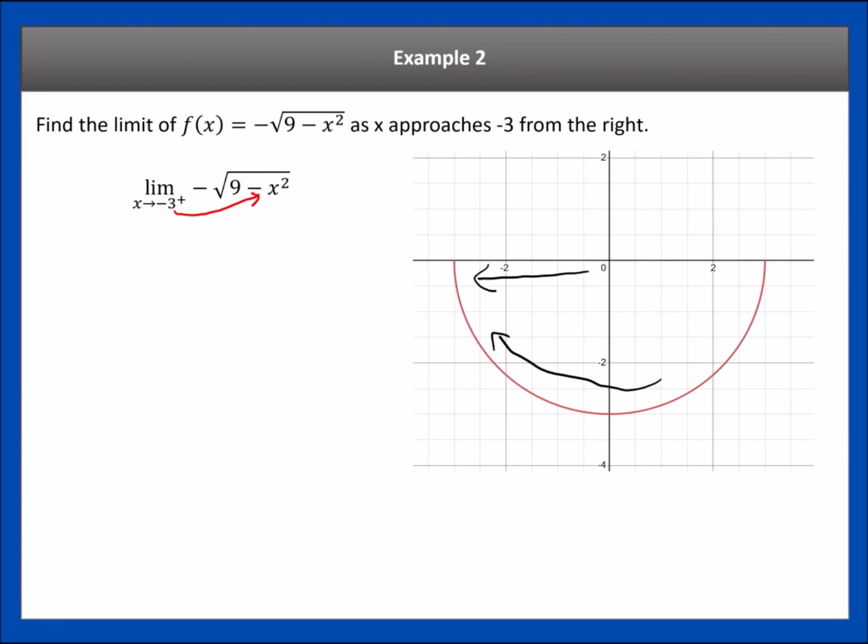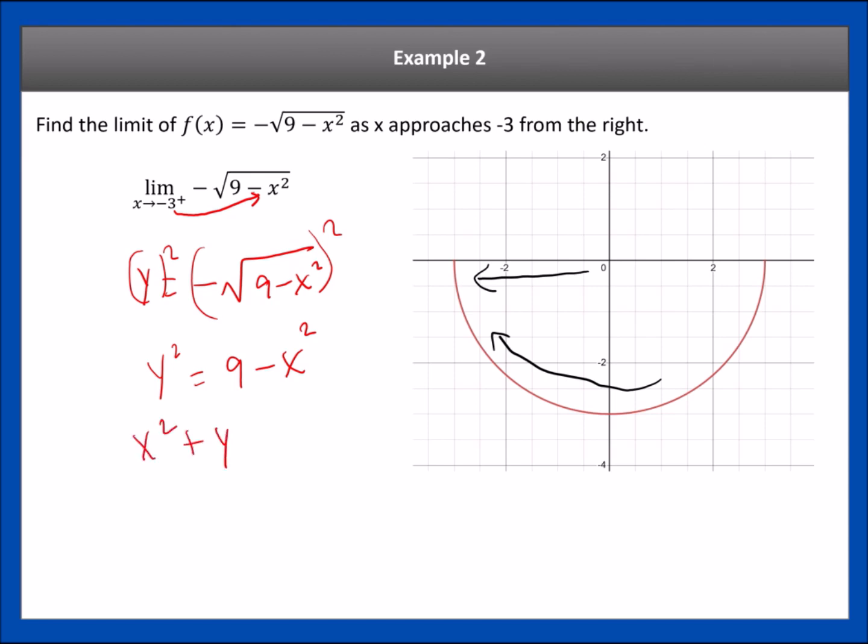well, we're going to show you this graph. This graph is a graph of a semicircle, and it's negative, so that means it's downward. If this were positive, the function would be going like this, right? It would be an upper semicircle. But it's negative, so it's a downward semicircle. And if you want to remember why that is, if I were to square this function, I would get y squared equals 9 minus x squared. And if I move the x squared over to the other side, I get x squared plus y squared equals 9.